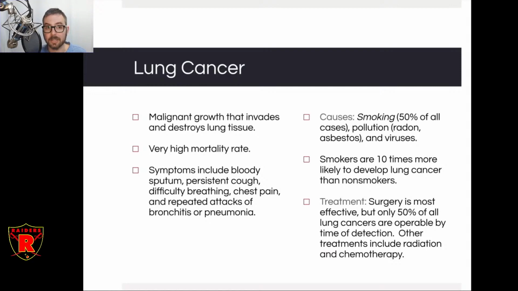It's actually the second most common cancer for men and women. The first most common cancer for men is prostate cancer, and for women is breast cancer. But the second most common is lung. And it is by far the most deadly cancer for men and women.